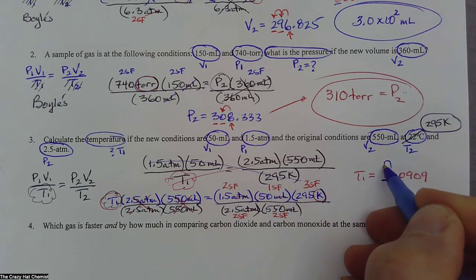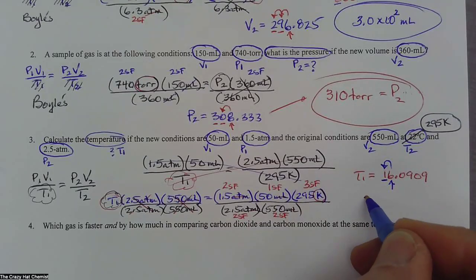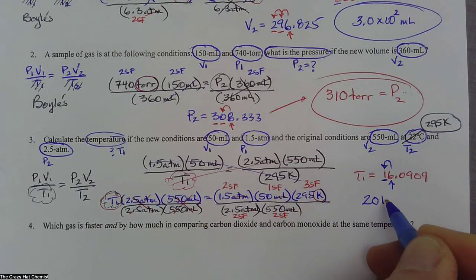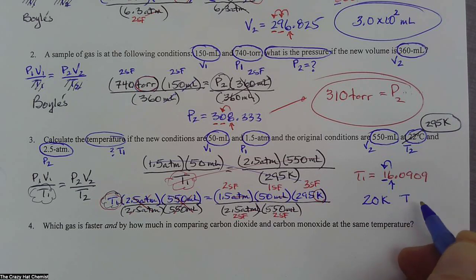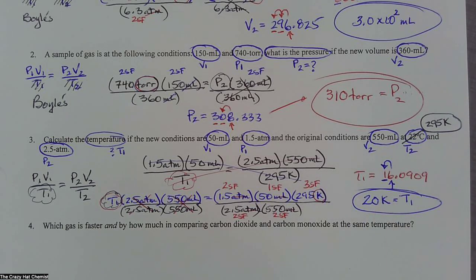I'm rounding with that 6. It's 5 or greater. I'm going to add 1 to the preceding digit. That will give me 20 Kelvin as my temperature for my T1. All right, 20 Kelvin. Perfecto.